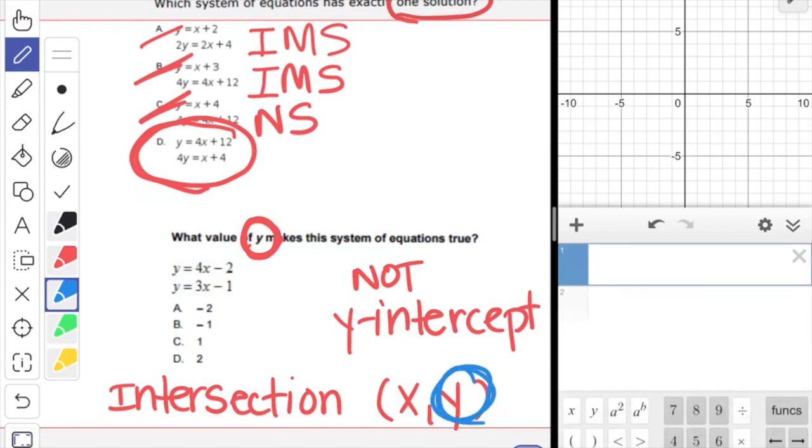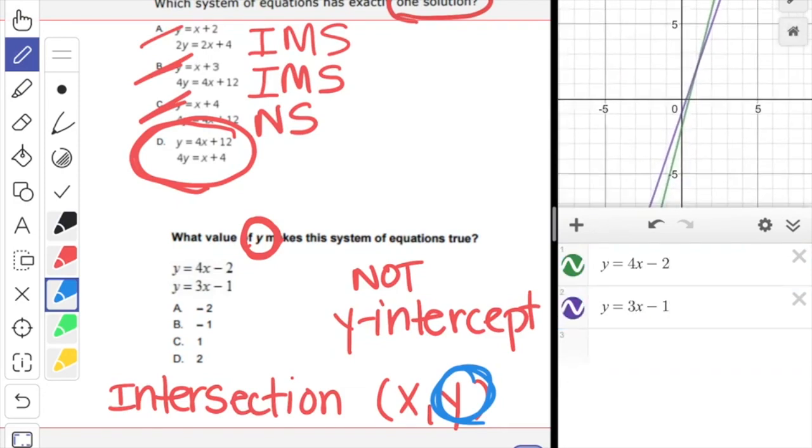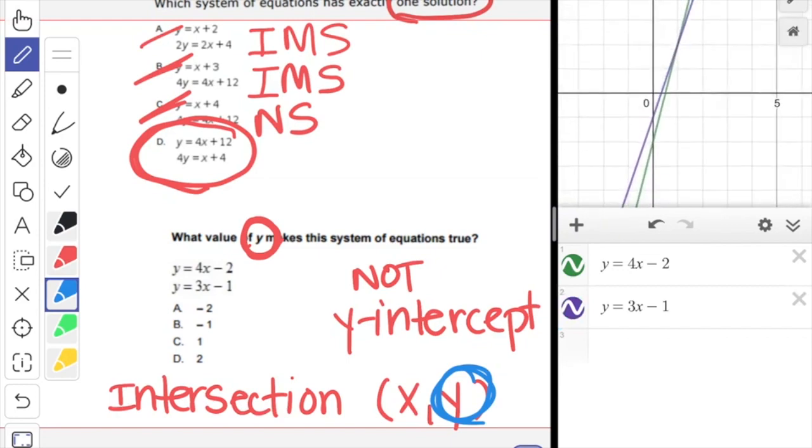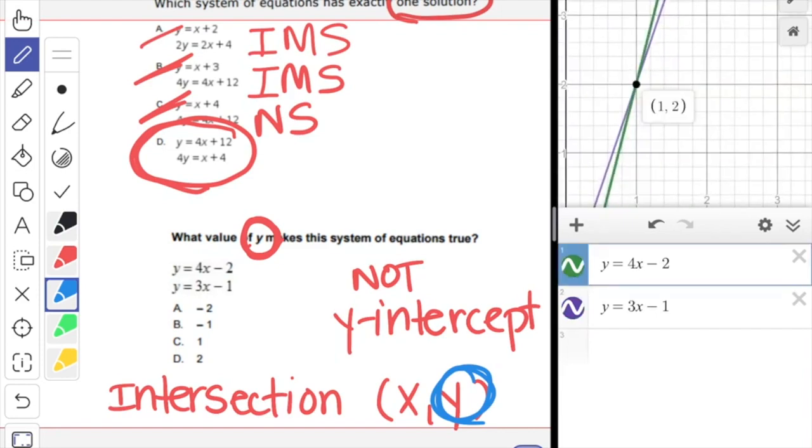Okay. So I have y equals 4x minus 2, and y equals 3x minus 1. All right, so you may have to zoom in because this one, there's a lot going on here. So you could accidentally click some points that you didn't mean to. So I'm going to zoom into that intersection, and I find that the intersection is 1, 2. So 1, 2, you can see that 1 and 2 are both answer choices asking for the y value, so the answer is 2.